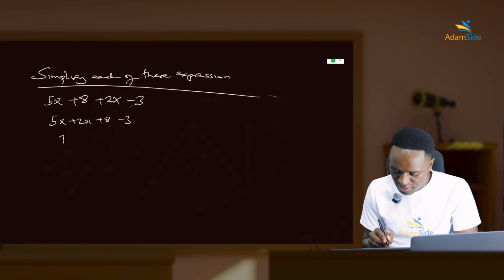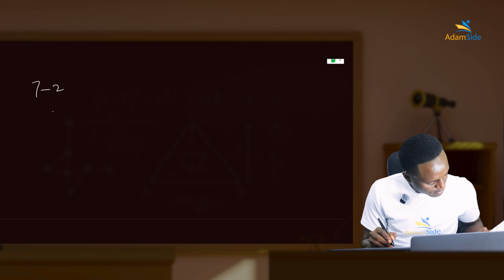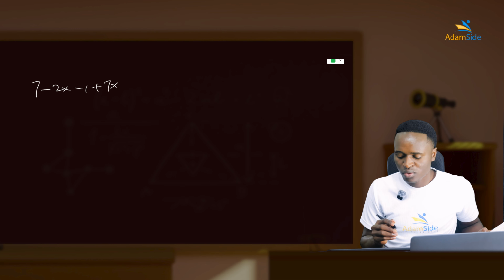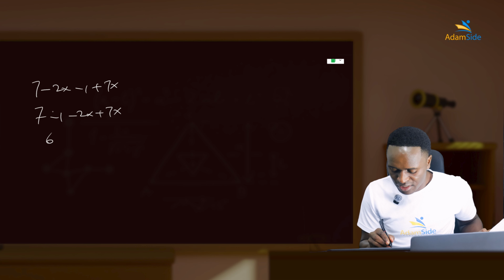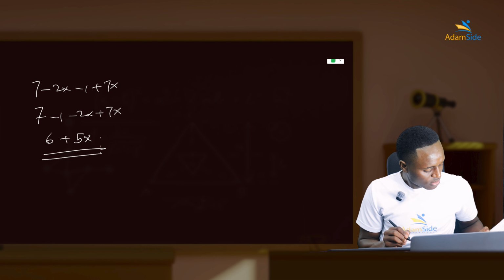This is very important. We have 7 minus 2x minus 1 plus 7x. So here we're told to collect the like terms. What do you say? 7 minus 1 minus 2x plus 7x. So what do you do in that case? You say 7 minus 1 is 6. Minus 2x plus 7x is plus 5x. This becomes your answer. Correct.